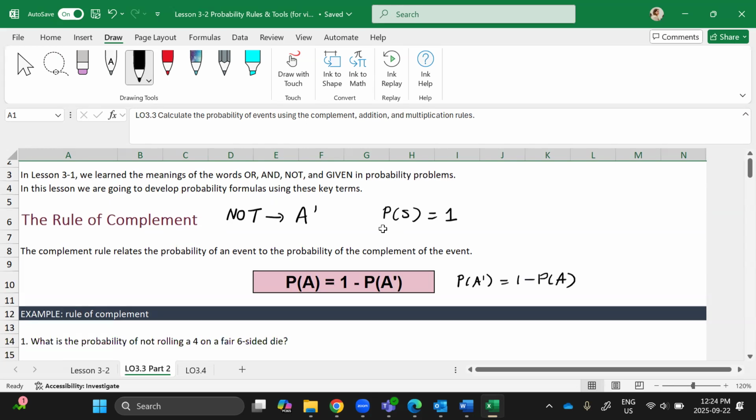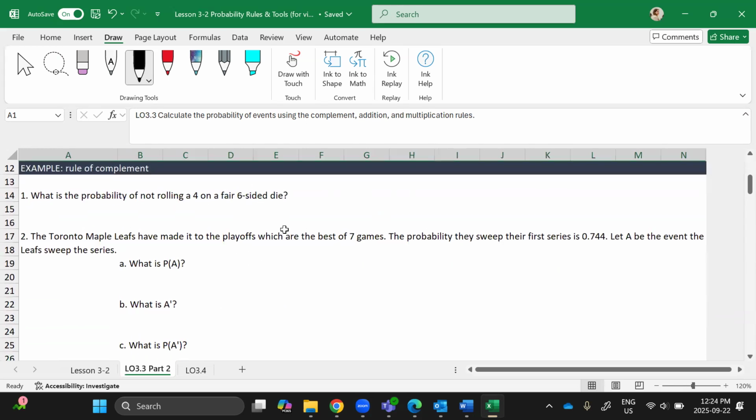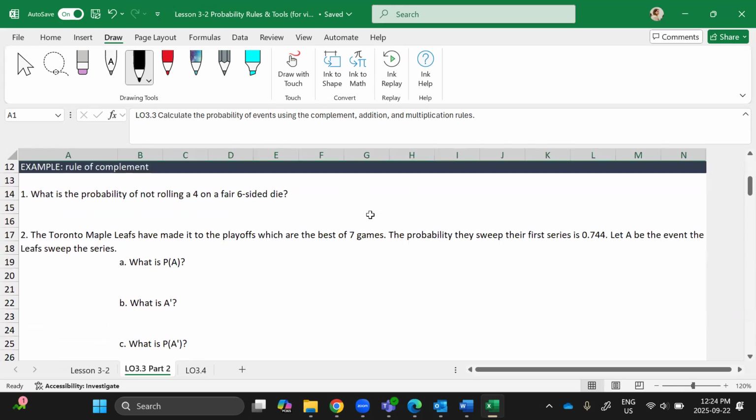If we take away the probability that an event happens from that 1, you're left with the probability that it does not happen. The rule of complement is essentially created to help you speed up your answer in very specific questions. So I'll give you a couple examples so you can see how it speeds things up. The first one is, what is the probability of not rolling a 4 on a 6-sided die?